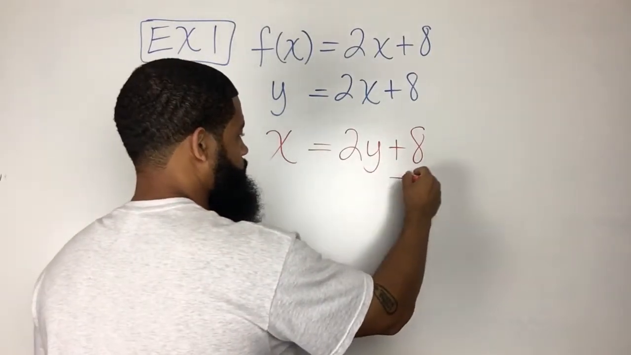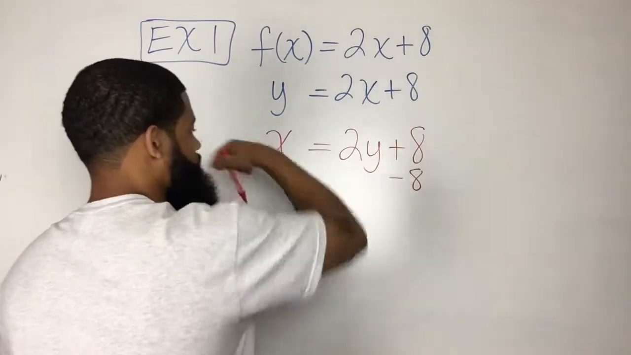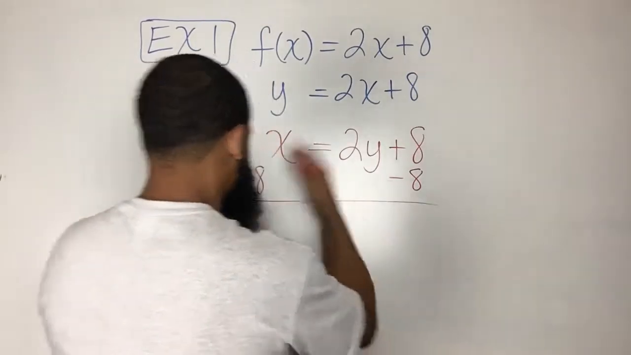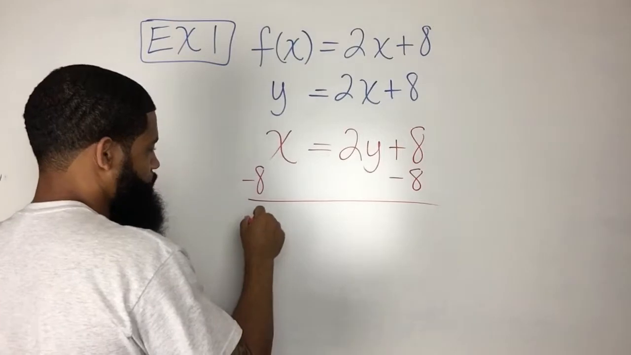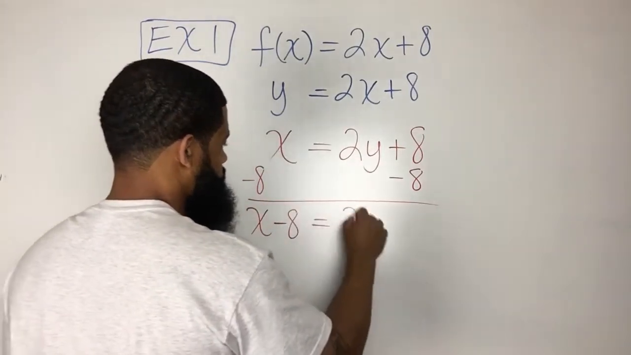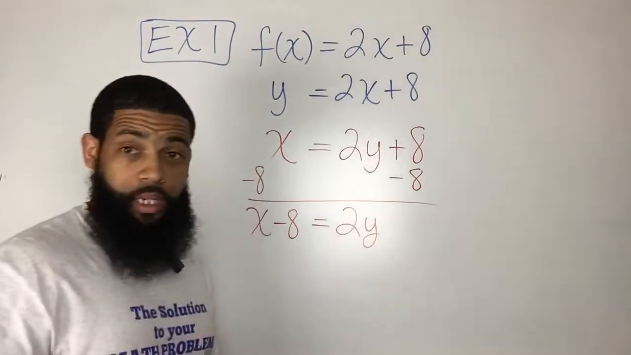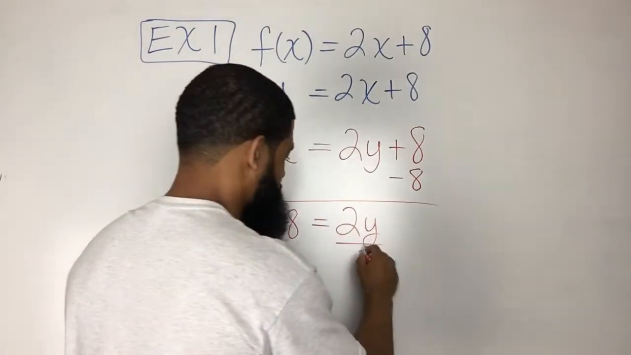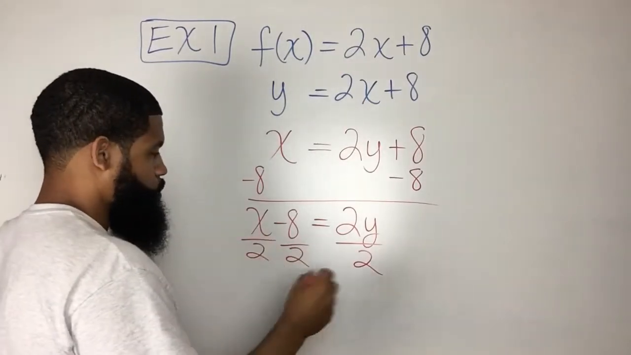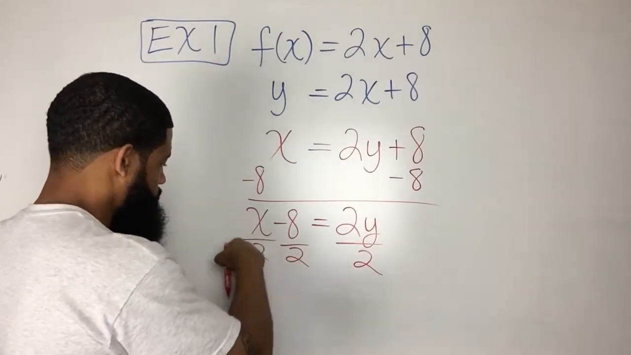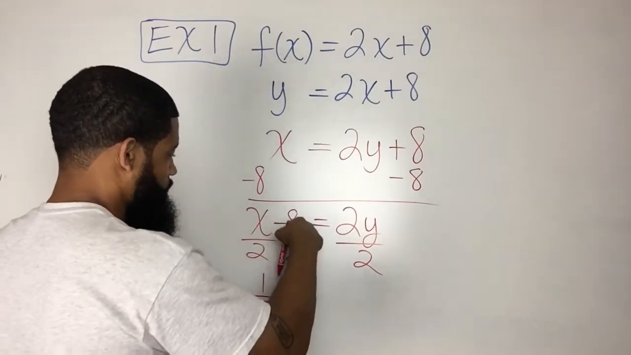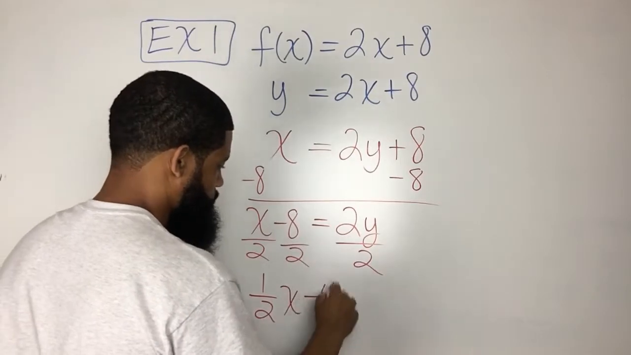So the first thing I want to do is subtract 8 because I want to take that to the other side. So minus 8. Notice I separated them because they're not like terms. So I'm going to put the x first. So x minus 8 equals 2y. And then I need y by itself. So I divide by 2 there, divide by 2 there, and divide by 2 there. Well, x over 2 is the same thing as 1/2 x. 8 divided by 2 is 4.